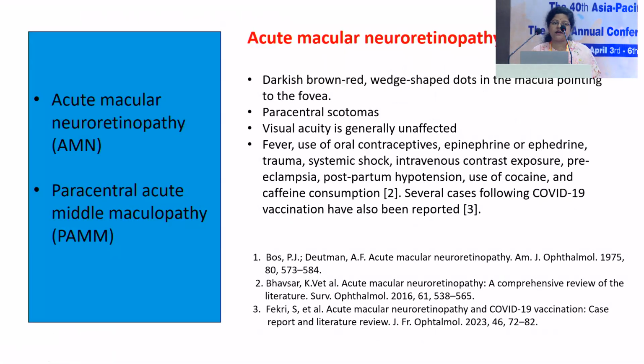Then coming to the next group, acute macular neuroretinopathy and paracentral acute middle maculopathy. Lots of associations have been reported, usually CRVO, BRVO, ischemic events and viral prodromes, shock, intravenous drug history like epinephrine, trauma, preeclampsia. All these have been associated. There are lots of cases in the literature.